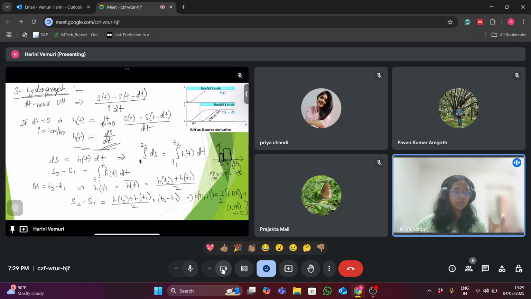So if most of the volume is running off in the initial time period, that means the response of the catchment is taking less time compared to the other catchment, right? So we should be very careful. If a huge amount of rainfall is occurring, in those cases, flooding will occur in a very short time period.